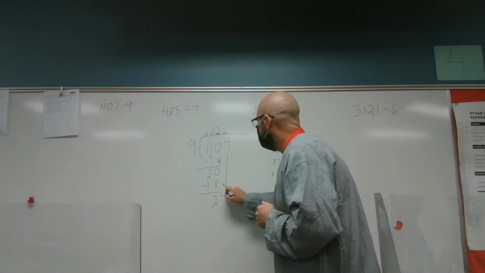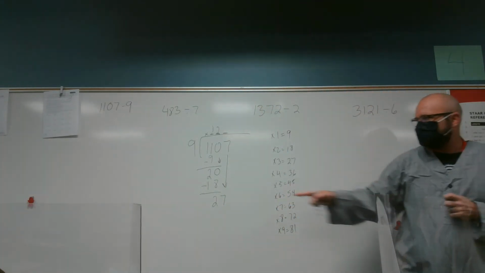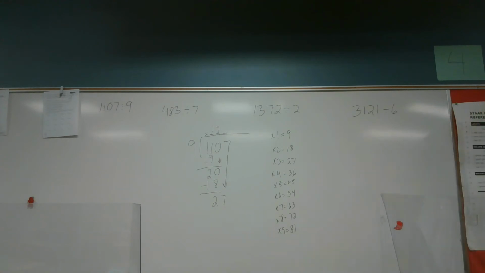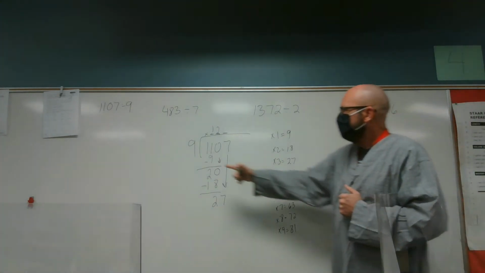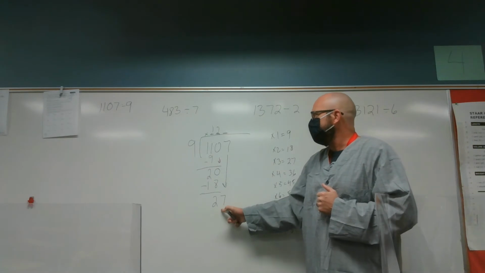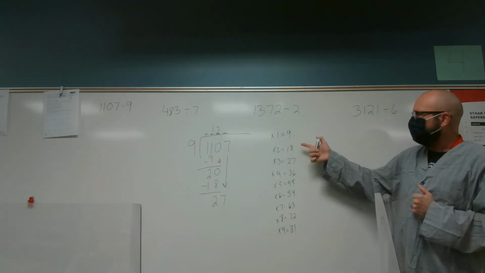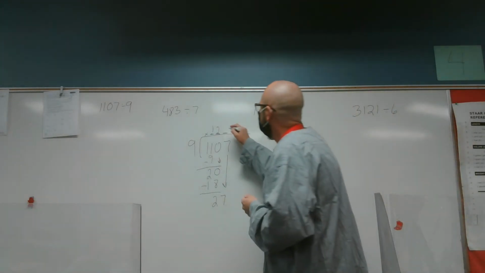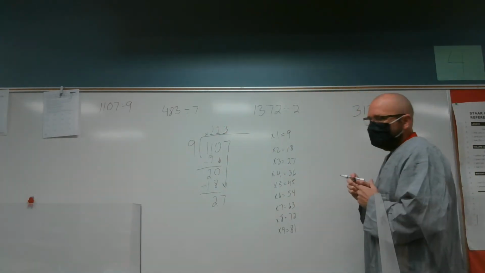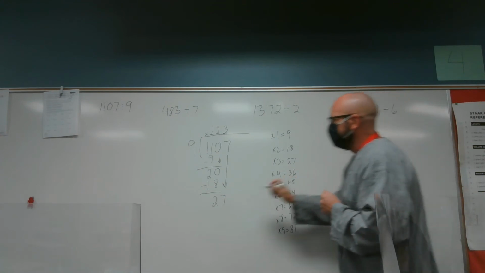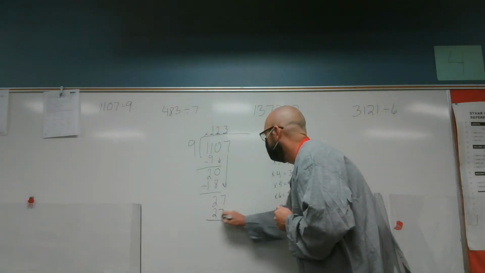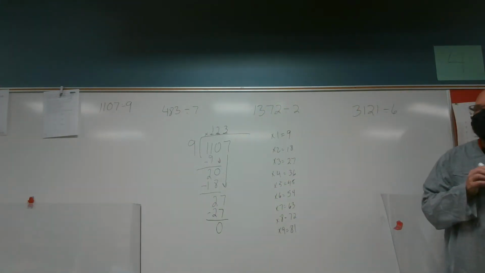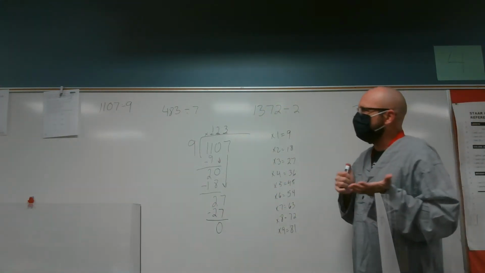And I bring down the 7. So the last digit in my quotient is going into 27. That means it needs to be directly above the 7. So I got to see as close as I can get to 27 without going over. 9, 18, 27, there it is! That means it's times 3. 3 times 9 is 27. I subtract and I get 0. So 1,107 divided by 9 is 123.